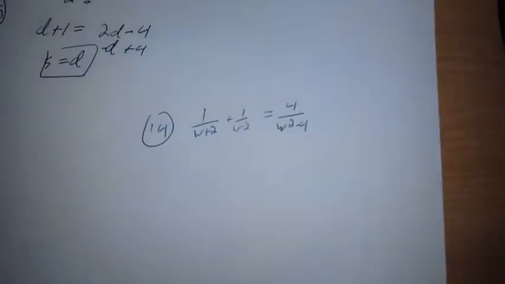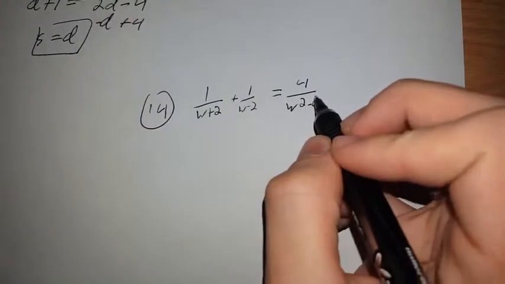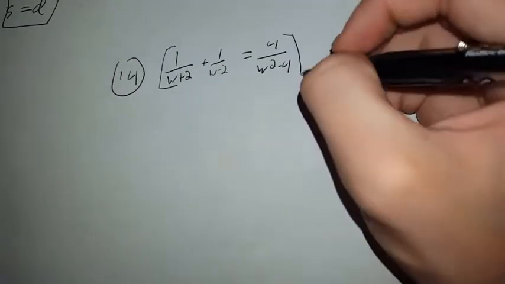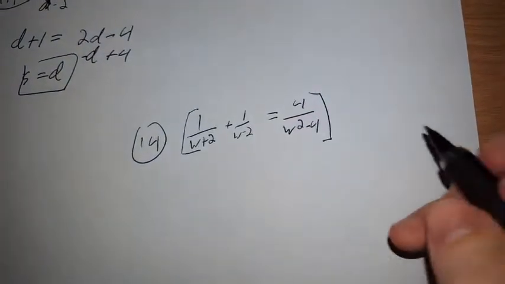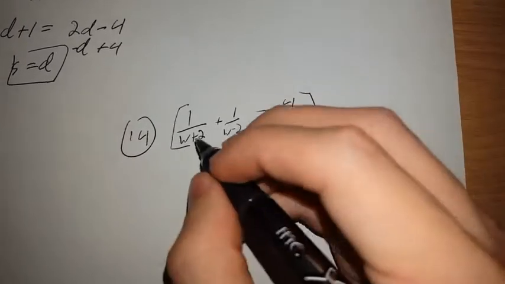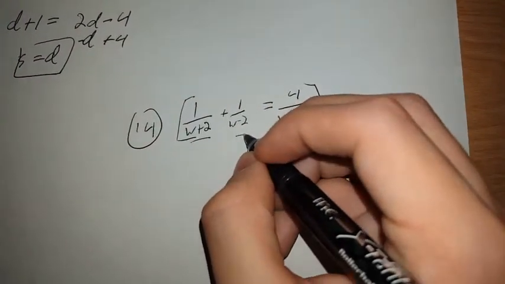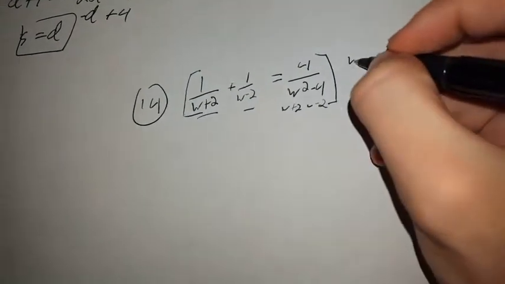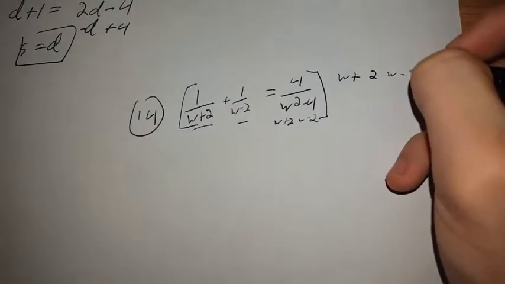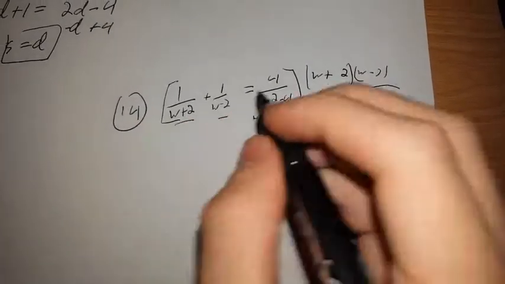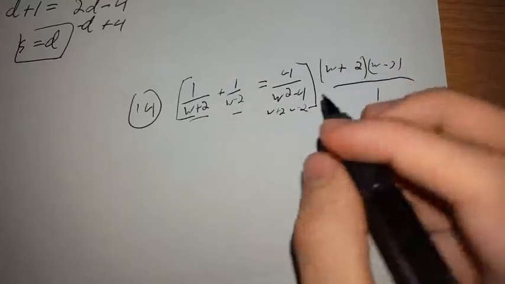Okay, for our next problem, we have problem number 14. This one is these three things, right? So in order to get rid of these, we have to take out the least common multiple, or the LCM. And the LCM for these three is w plus 2 times w minus 2. So we put it off to the side right there, put it in the little parenthesis, and make it over 1. We multiply it with all of them, and so we cancel out the equals.